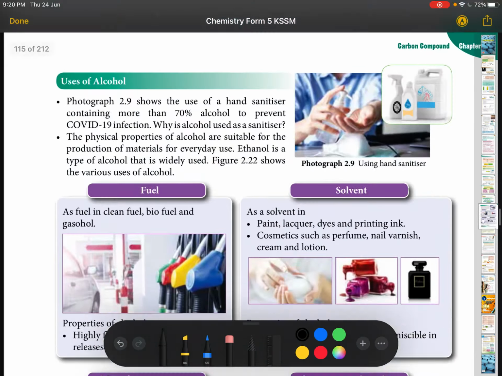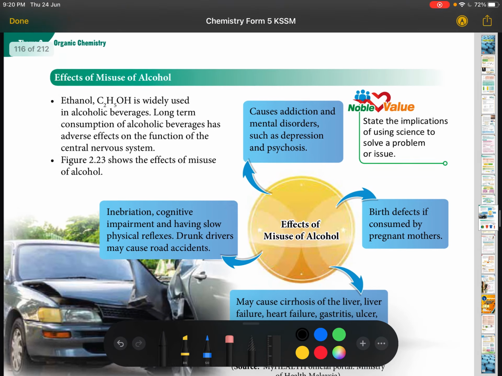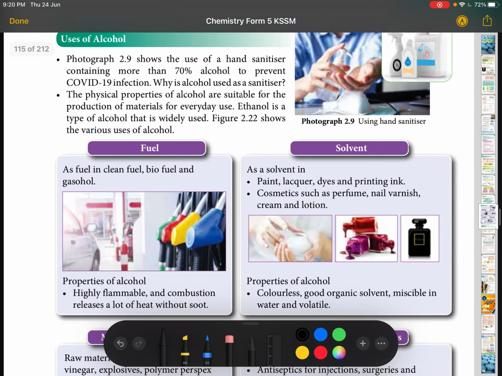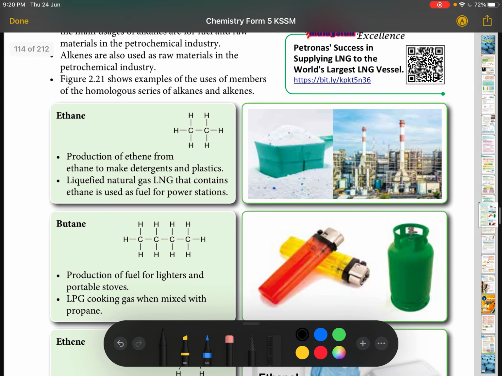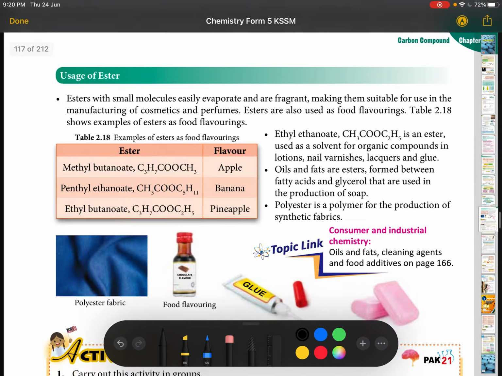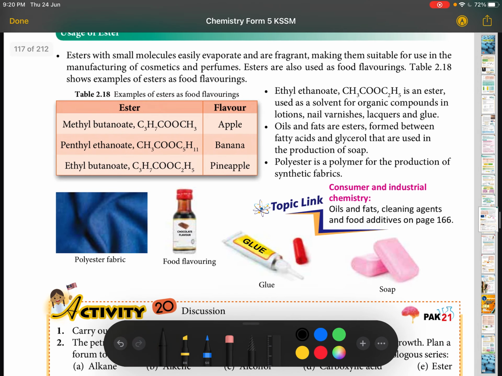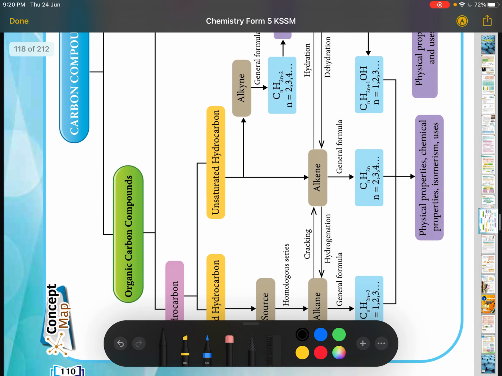Now, this is more of the uses of these substances. I don't think it's worth teaching; it's something you can just read. Alcohol is used in beverages and as fuel. It's flammable, so you can use it for power and energy. Ester can become flavoring, food flavor, food coloring. That's why sometimes you can make your icing taste like apple.